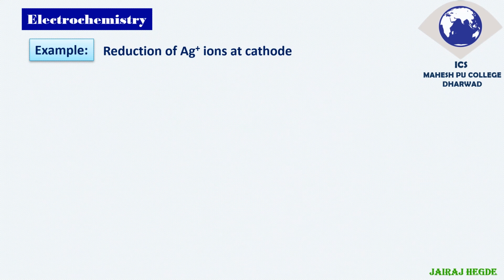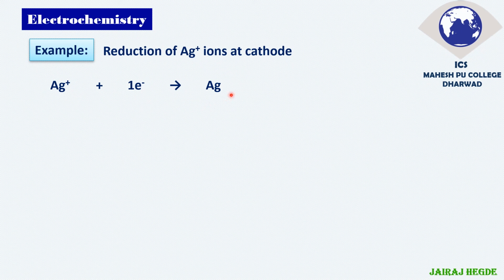So let us take an example. If I want to reduce Ag+ at the cathode, as I have told in the earlier session, always the reduction takes place at the cathode and the oxidation takes place at the anode. Here Ag+ can be reduced by accepting one electron. So this reaction will take place at the cathode. Here one electron will be taken by Ag+ to form metal. Here the metal gets deposited.